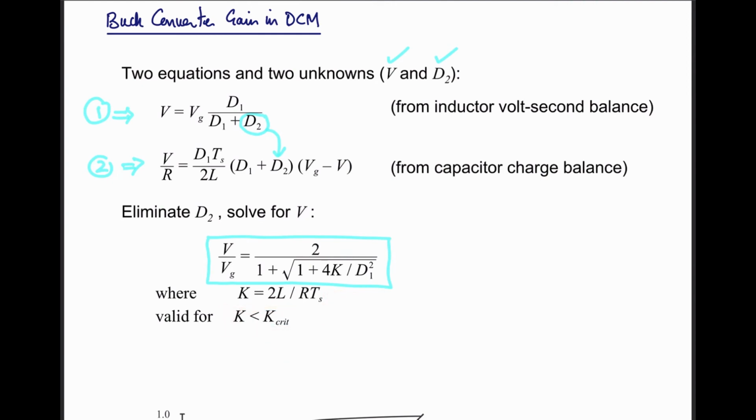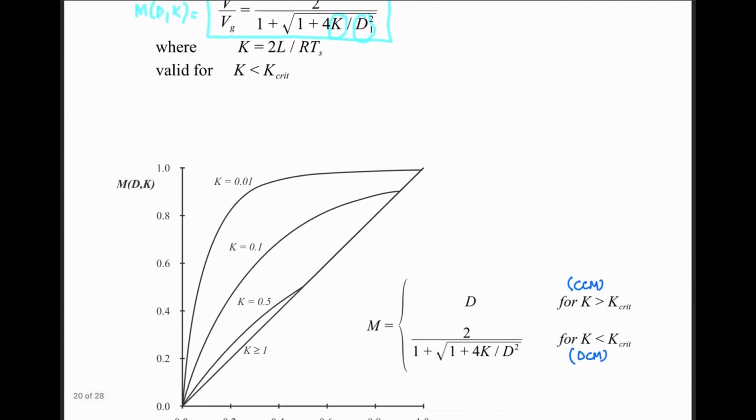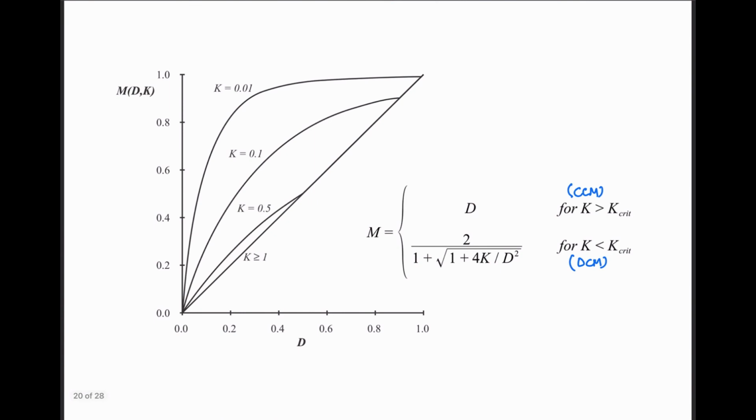Okay, so from here you can see that the gain of the converter is a function of the D1 and a function of the K. If circuit parameters change, then this gain will change. So we are going to write it as M(D, K). M is a function of the duty cycle and of the K, and K depends upon the circuit parameters.